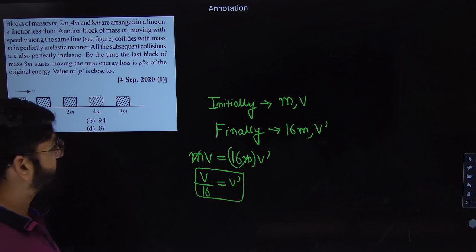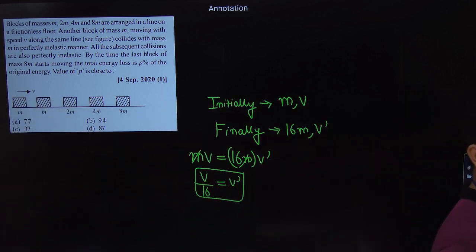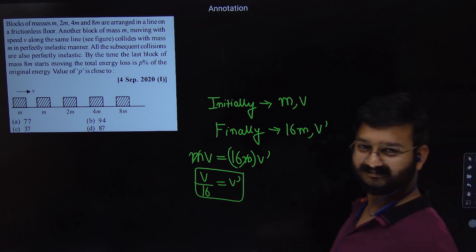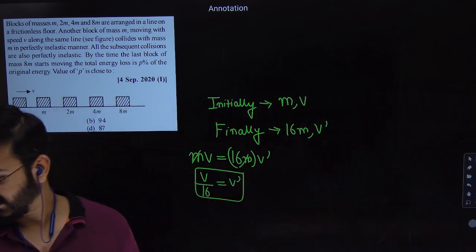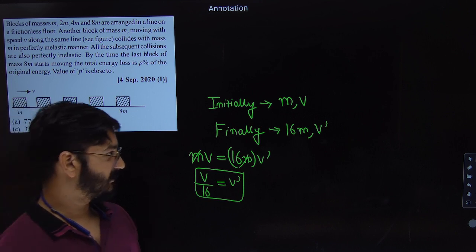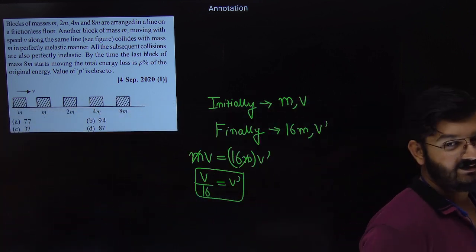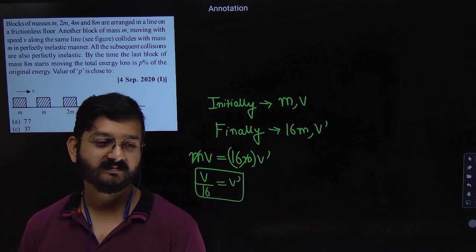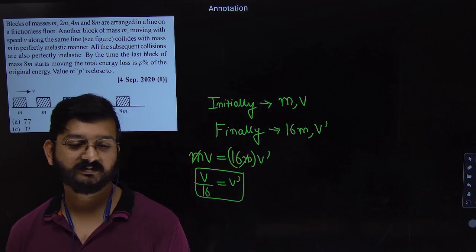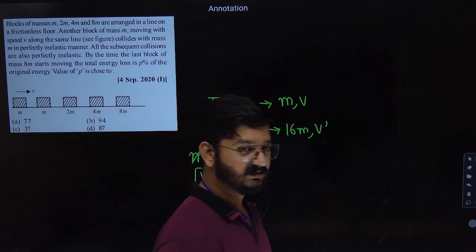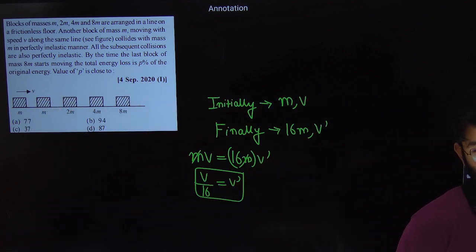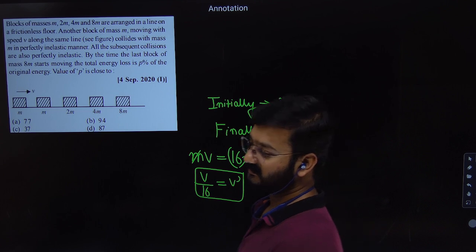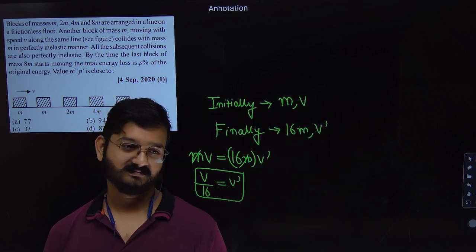Anyone got the answer? No? Not coming? Anyone in the class? I will tell you what mistake you are doing, anyone who is not getting. You would have taken mass as m only for the second case. Mass will be 16m for the second case. Anyone did that mistake? For the second case, mass is not m, it is 16m.